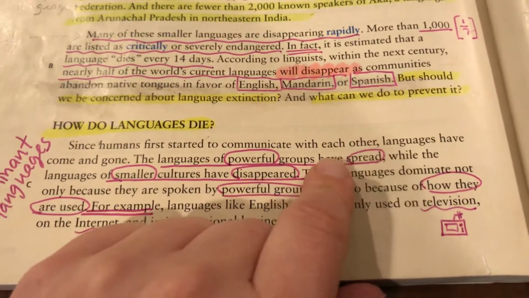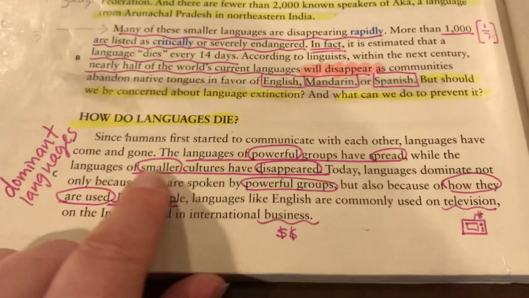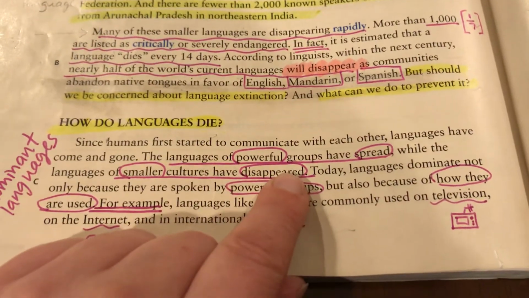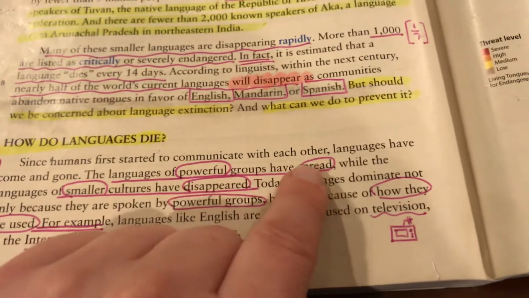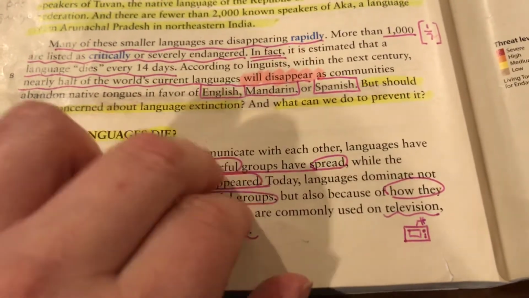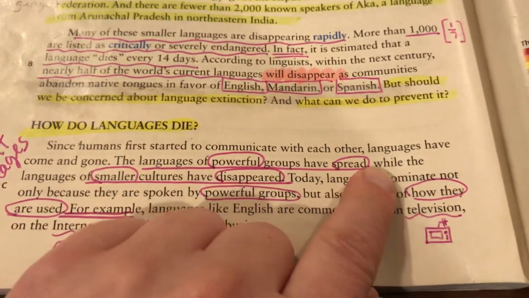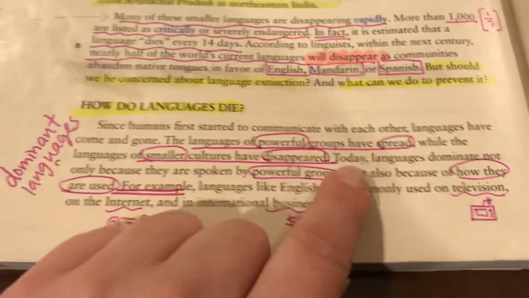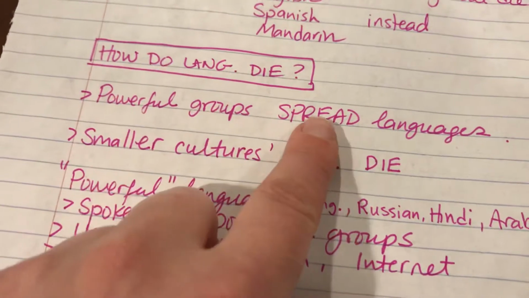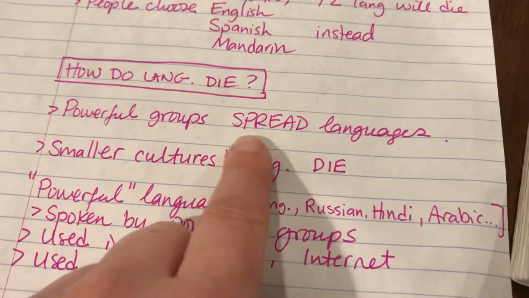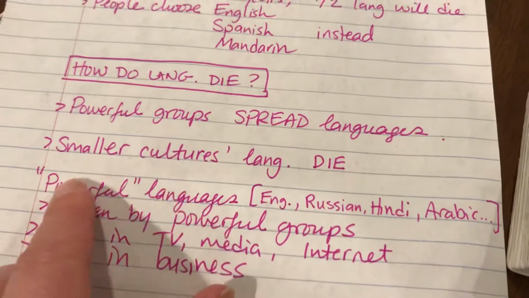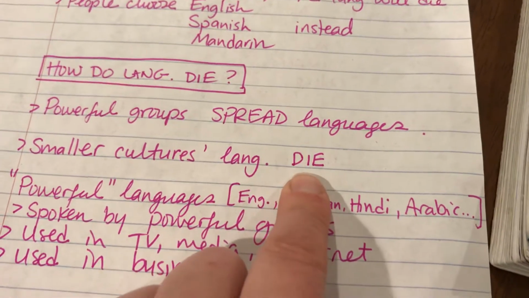Can I read it the other way around? Yes. While the languages of smaller cultures have disappeared, the languages of powerful groups have spread. So I can switch these two clauses. They're joined by while. Okay, so that's a main idea I'm going to write in my notes. So how do languages die? Powerful groups spread languages. Smaller cultures' languages die.